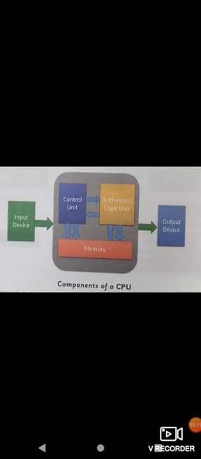Now, CPU is further divided into different components, which includes control unit, arithmetic and logic unit, and memory unit. Let's take a close look at this picture. So it's controlling the input and it processes the information, it stores the information and then gives us the desired output. So let's try to understand further what are the different components of the central processing unit or the CPU.